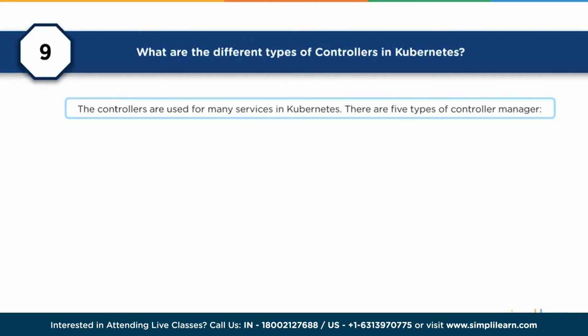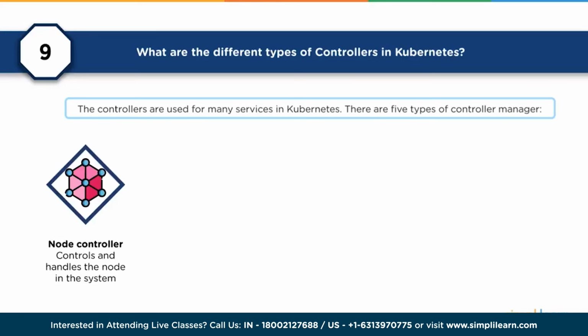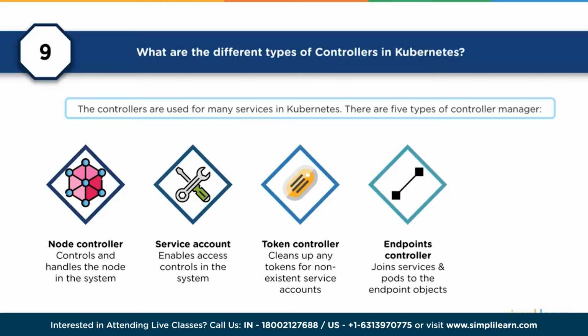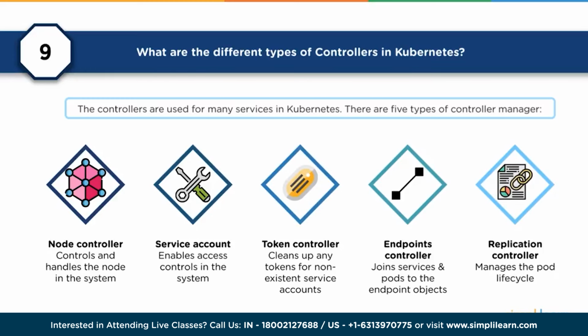So let's talk a little bit about what are the different types of controllers in Kubernetes. There are 5 types of controller manager. You have the node controller, the service account, the token controller, the endpoint controller, and the replication controller. The node controller controls and handles the node in the system. The service account enables access controls in the system. The token controller cleans up any tokens for non-existent service accounts. The endpoint controller joins services and pods to the endpoint objects. And the replication controller manages the pod lifecycle.